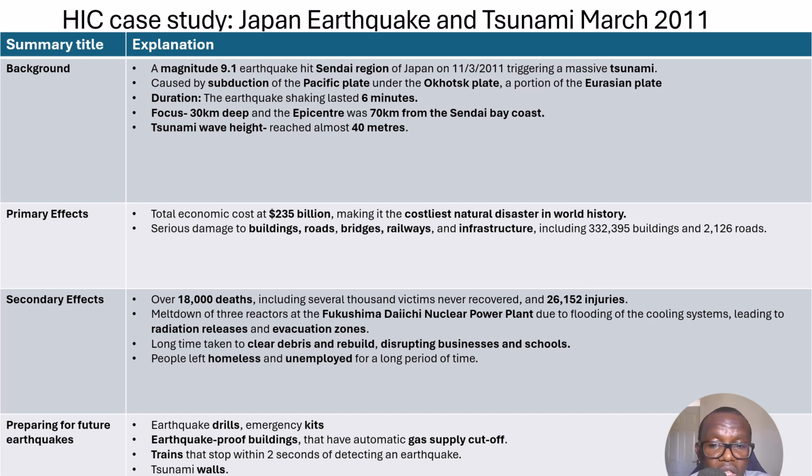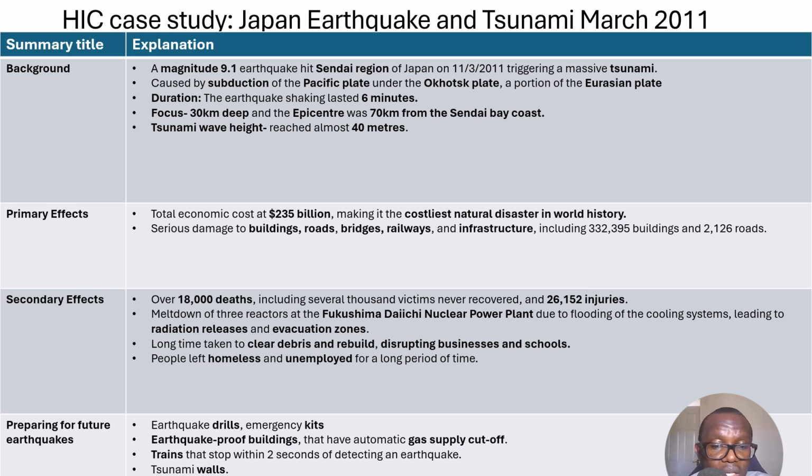Now, that earthquake also triggered a very huge tsunami. So the cause of the earthquake was subduction of the Pacific plate under a portion of the Eurasian plate. And the duration of the earthquake was 6 minutes. So the shaking lasted for 6 minutes, which is a substantial length of time for an earthquake. And the focus was 30 kilometers deep, and the epicenter was 70 kilometers from the Sendai Bay coast.